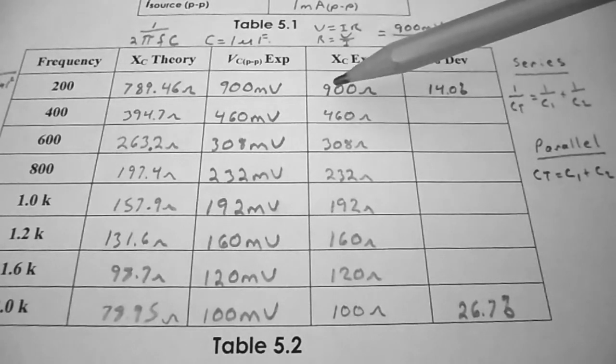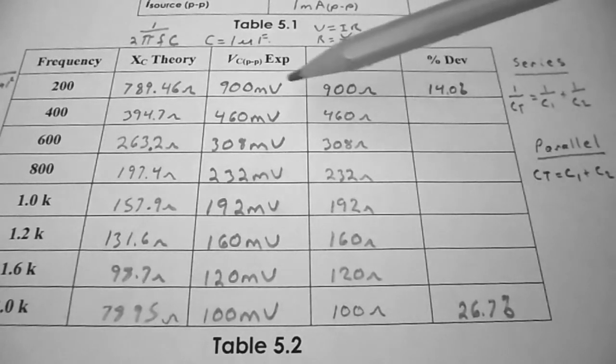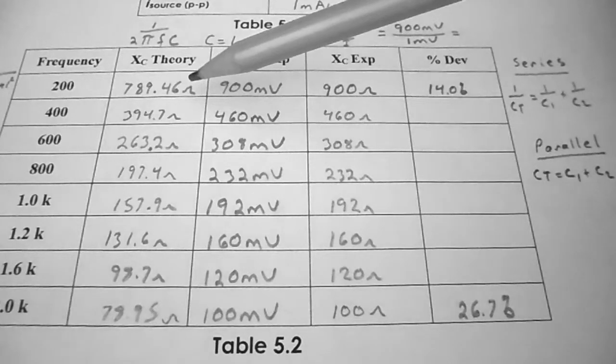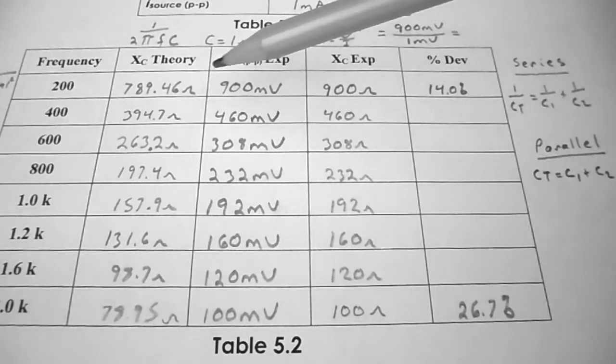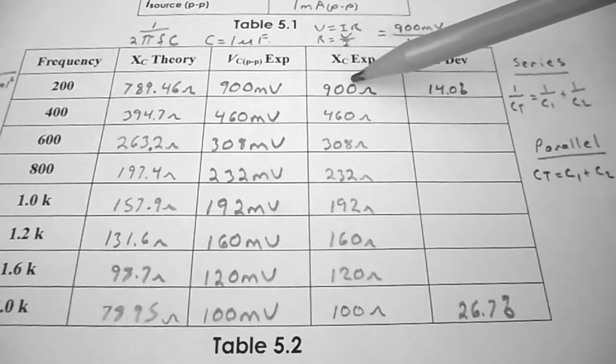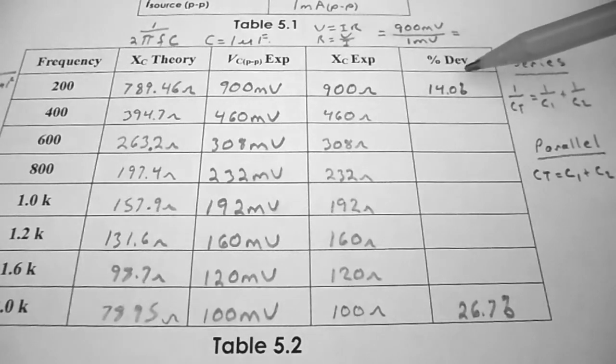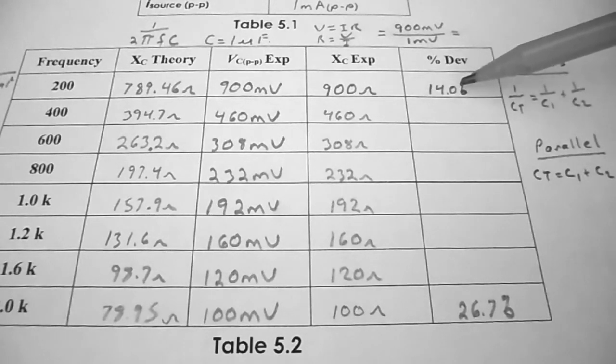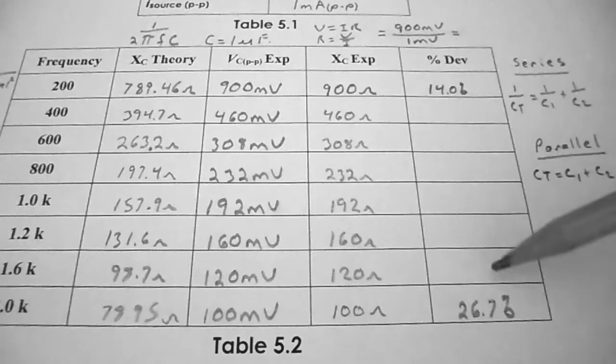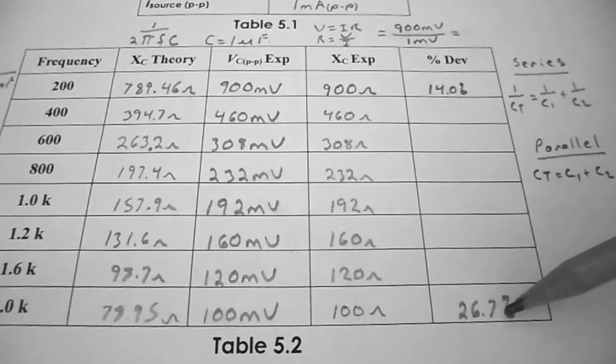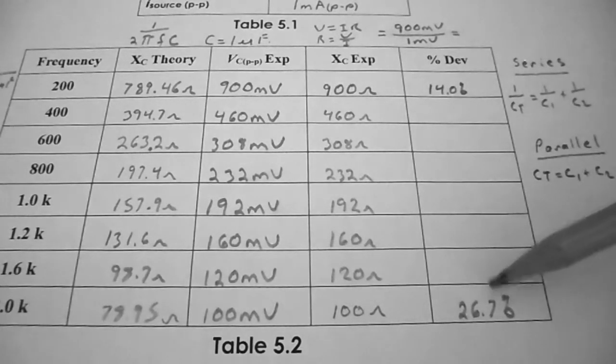But you'll notice in this case, I calculated 790 ohms, and I'm getting 900 ohms for a 14% deviation. And as I increase the frequency, my deviation increased to nearly 27%. So what has caused this?